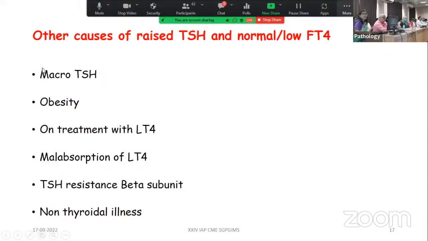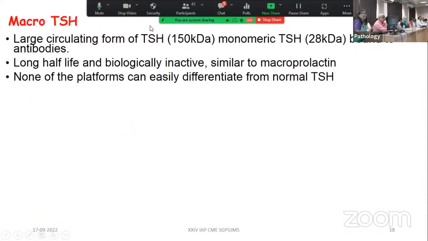The thing which I want you to pay emphasis to is macro TSH, which is important for pathologists when they are assessing, having an assay for TSH. So this is something similar to macroprolactin, where you have the monomeric TSH bound to an antibody. So you form a large circulating form of TSH, which has a long half-life and is biologically inactive. And none of the automated platforms which are available can easily distinguish between normal TSH and a macro TSH. So you have a normal or a high normal T4 with a raised TSH. So you have to think of macro TSH.